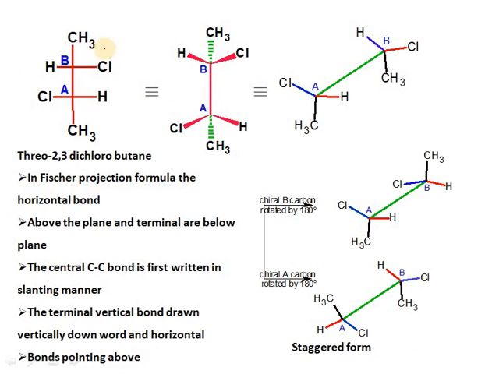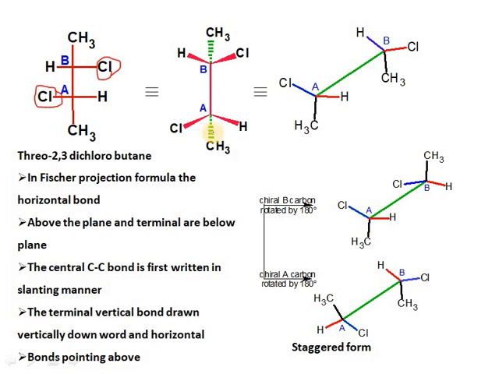Secondly, the next molecule: now we have discussed how to convert Fisher to Sawhorse. So this is a meso compound. Why is it meso? Because similar groups are on opposite sides. Okay, if two similar groups are on opposite sides, we call it meso. So meso, 2,3-dichlorobutane. This Fisher formula we can write in the form of wedge and dot formula.